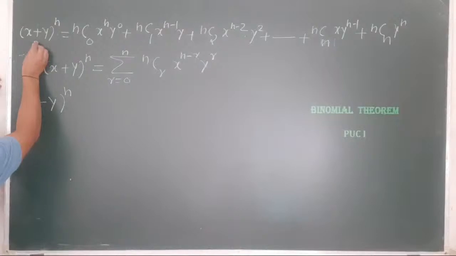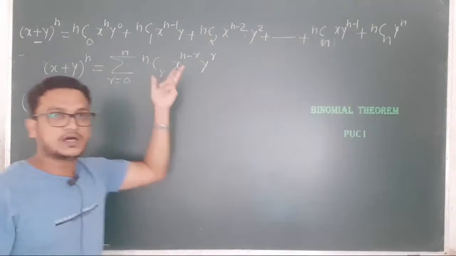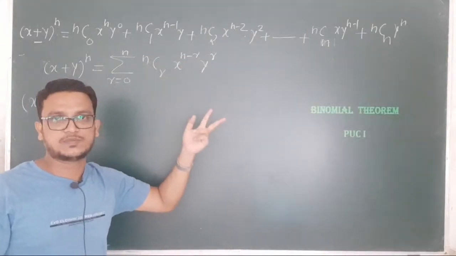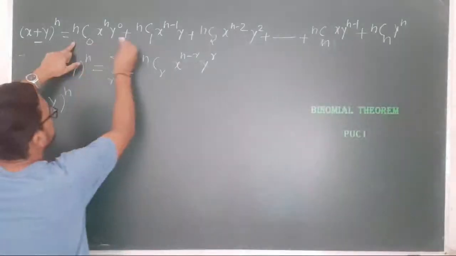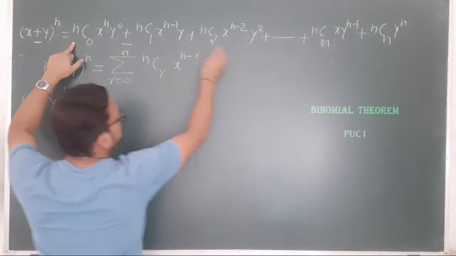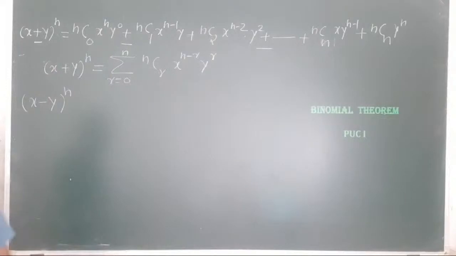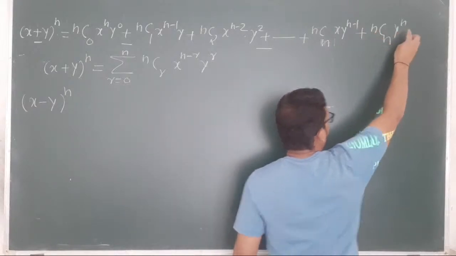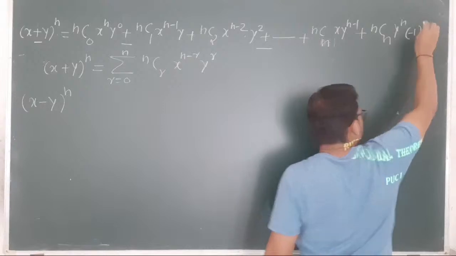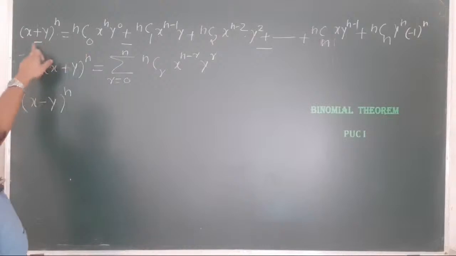I will write it here itself. If it is (x minus y) to the power n, then you have to give alternating signs in the expansion. Start with plus, then minus, plus, minus, and so on. And the last term will be plus nCn into y to the power n into (minus 1) to the power n. So this is for (x minus y) to the power n.